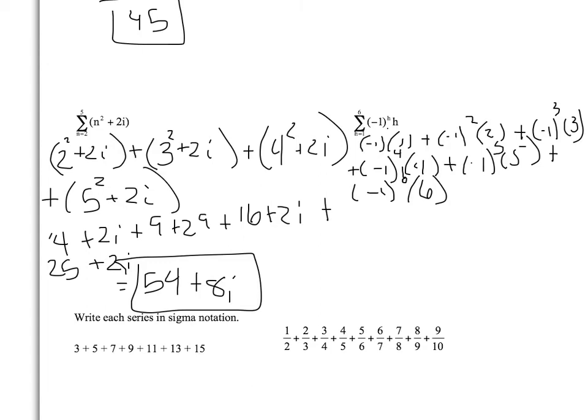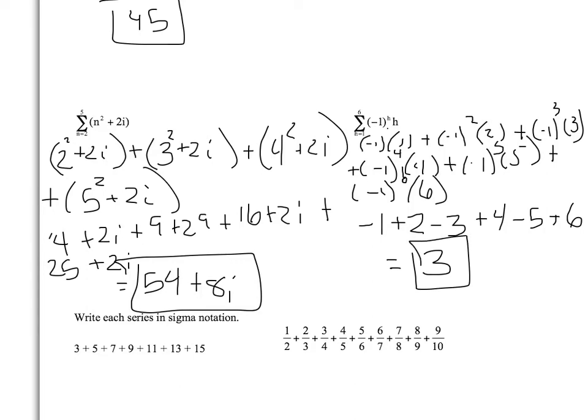Alright, negative 1 to the first times 1 is negative 1. Negative 1 squared times 2 is positive 2. Negative 1 cubed times 3 is negative 3. Negative 1 to the 4th times 4 is positive 4. You probably see the pattern, minus 5 plus 6. When you combine all this together, you get 3 as an answer there.